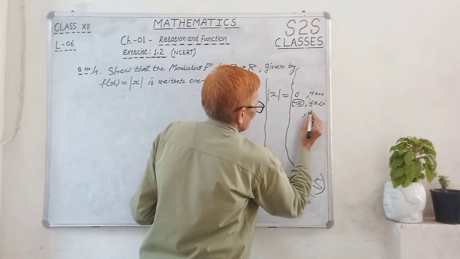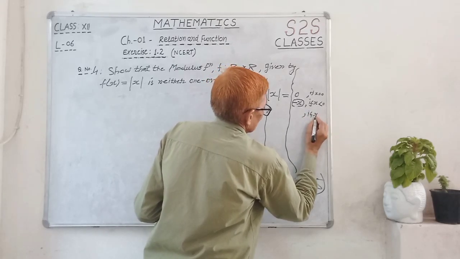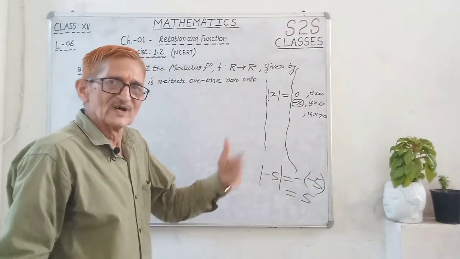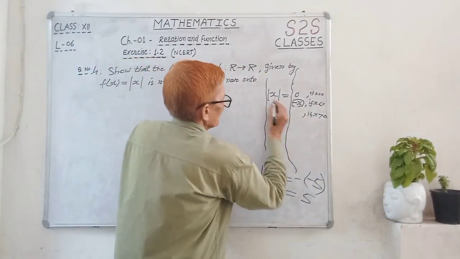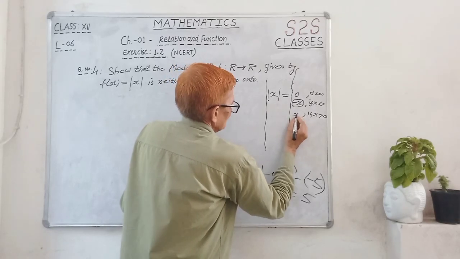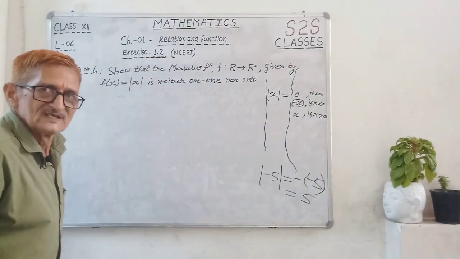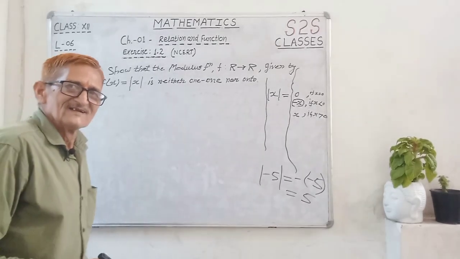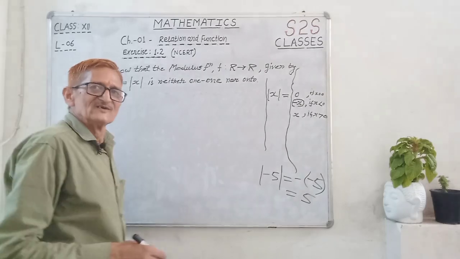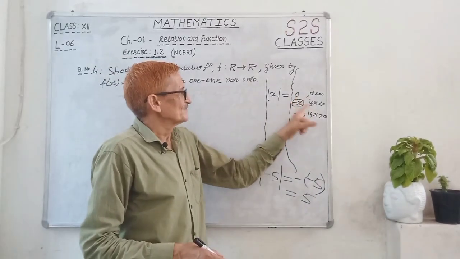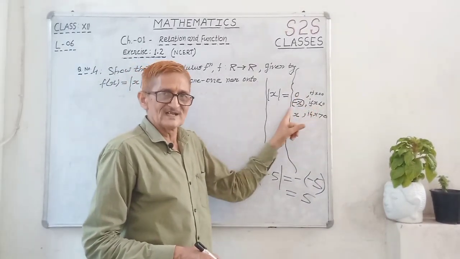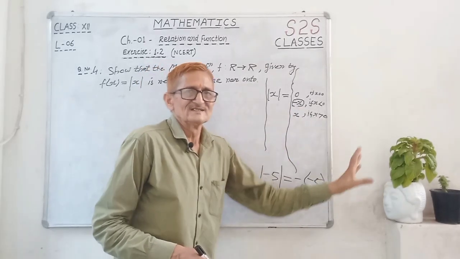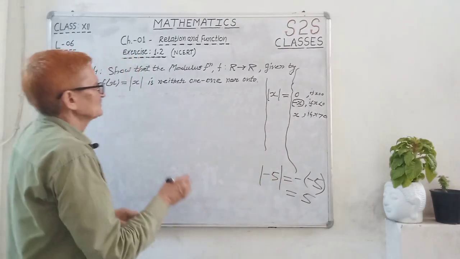If x is greater than 0, for every positive real number, the modulus of x is x, as it is. Okay, these three cases are there. For the full domain, all real numbers are divided into 3 parts: one is equal to 0, another is all negative real numbers less than 0, and the other is all positive real numbers greater than 0. So these three outputs are there.